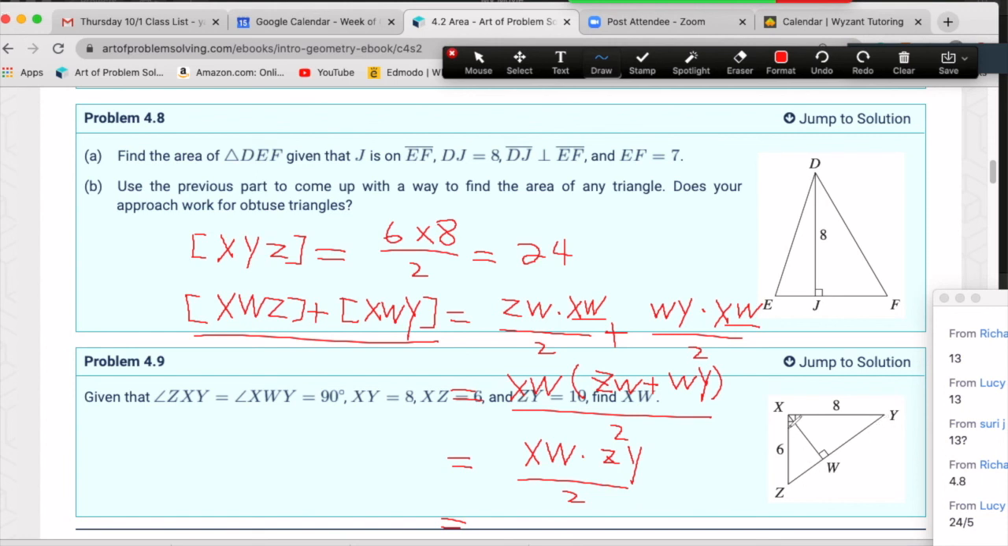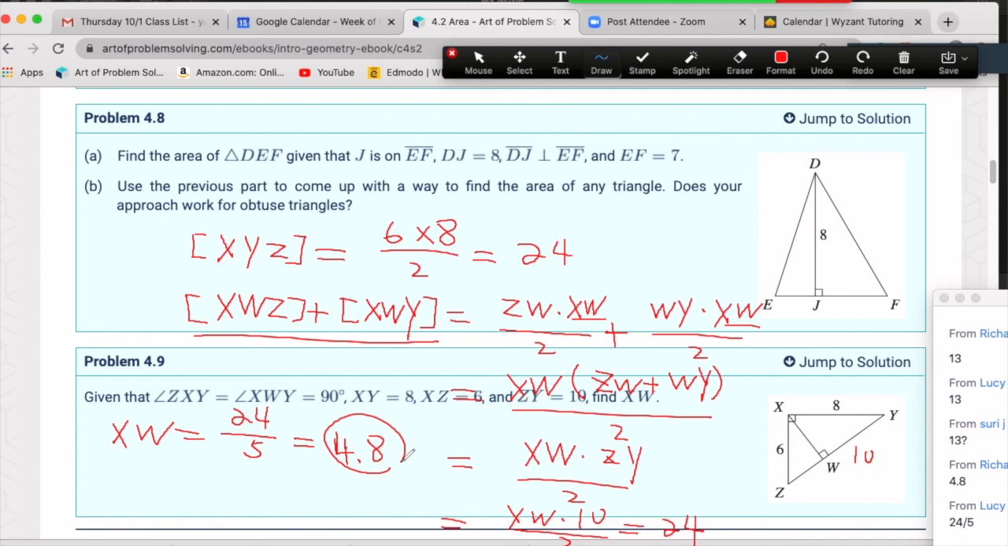Now let's see, what is ZY? In right triangle XYZ, we know these two legs, so the hypotenuse equals the square root of 8 squared plus 6 squared. That gives us 10, right? ZY equals 10. So we get XW times 10, then divided by 2. This should equal 24, because this gives us the area of triangle XYZ. Then you solve this equation, you get XW equals 24 divided by 5. If you write this as a decimal, that's 4.8. Or you can write 24 over 5.